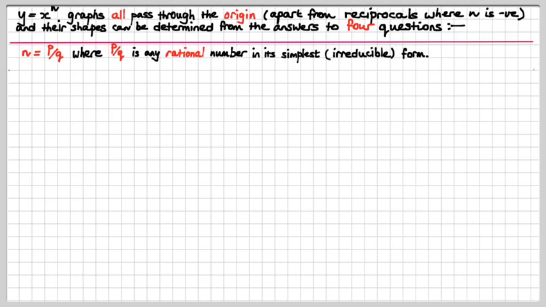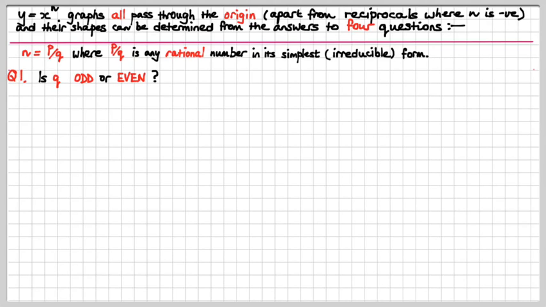Yes, but I should emphasise that n equals p over q, where p over q is any rational number in its simplest, irreducible form. Okay? Do you get that? All right, let's press on now and see what we get.